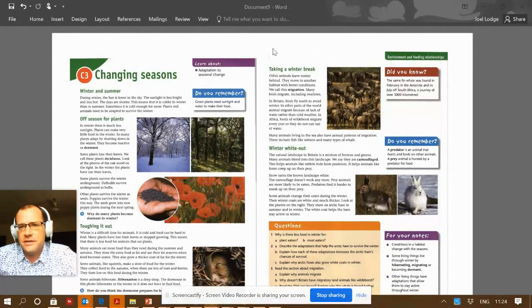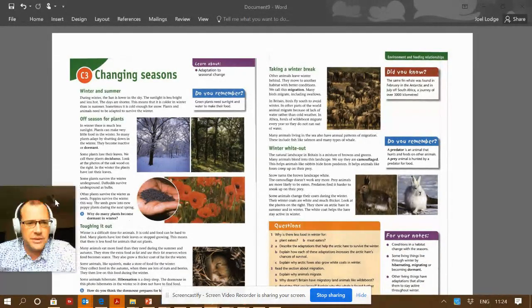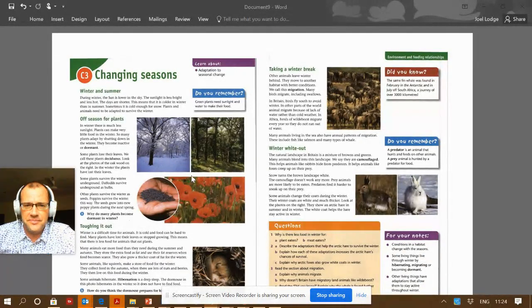So we're looking at seasons, and we've discussed some of the different seasons in Thailand, very different to the seasons that you see in European countries, which is where this textbook is kind of set, if you like. Now, after that discussion, I want you to make notes on some of these points here.